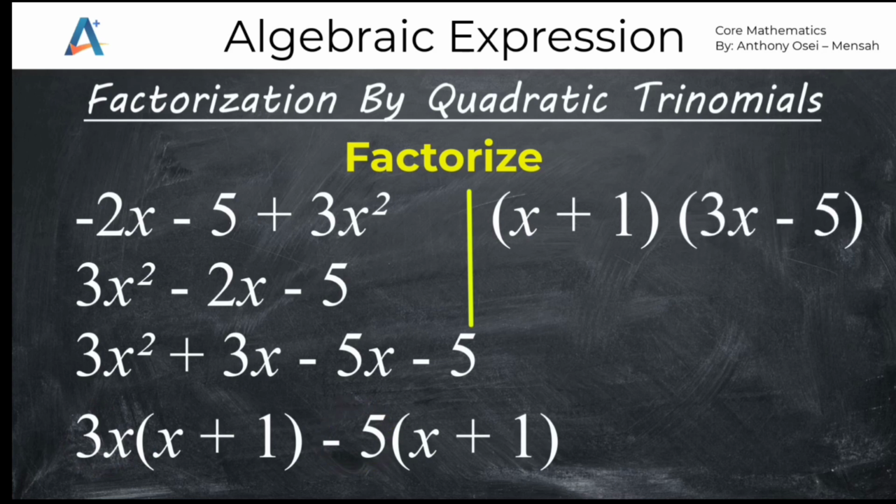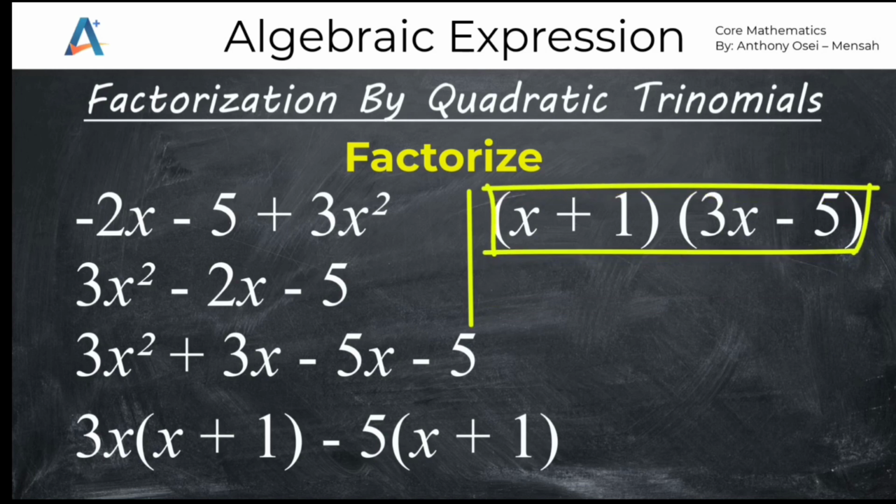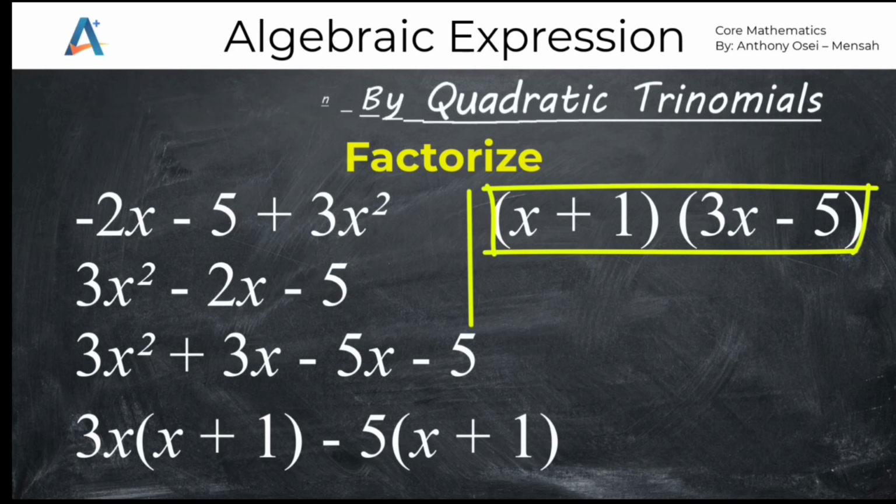As I rightly said, you can change the position of the brackets and you get the same answer. So this is the final answer for minus 2x minus 5 plus 3x squared: (x + 1)(3x - 5) as our final answer.